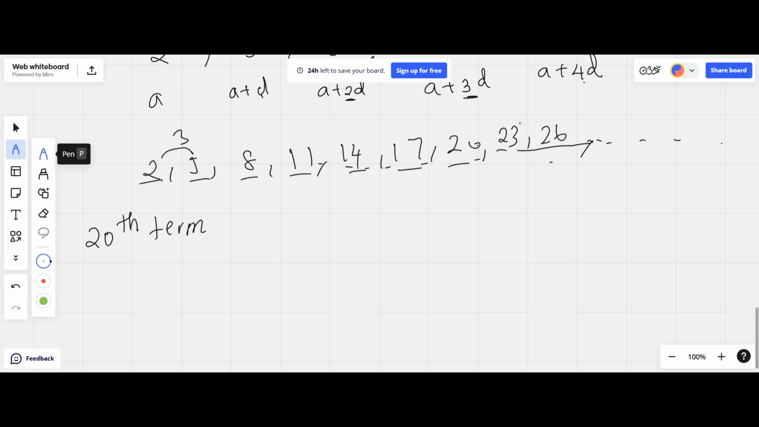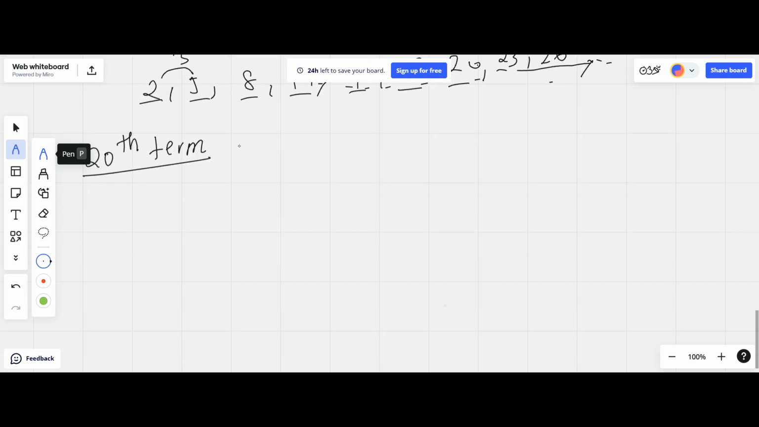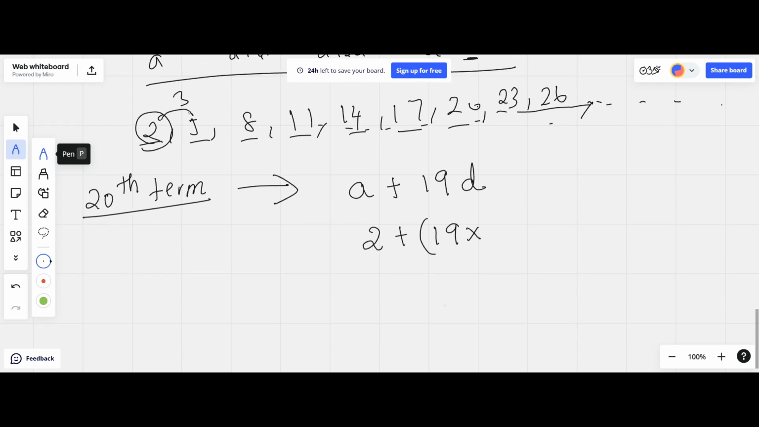But if you know this, you can easily find it. How? The 20th term will be a plus 20 minus 1, 19, so 19d. What is a here? The first term is 2. So 2 plus 19 into, put a bracket, the difference. What is the difference? The difference is 3. So 2 plus 19 into 3.